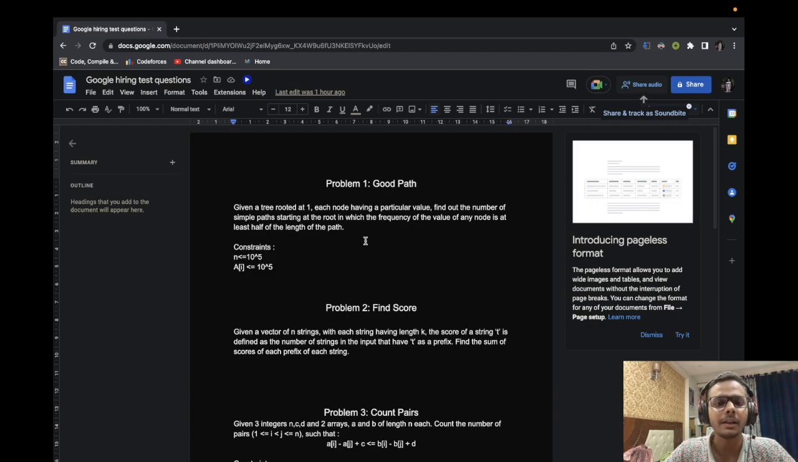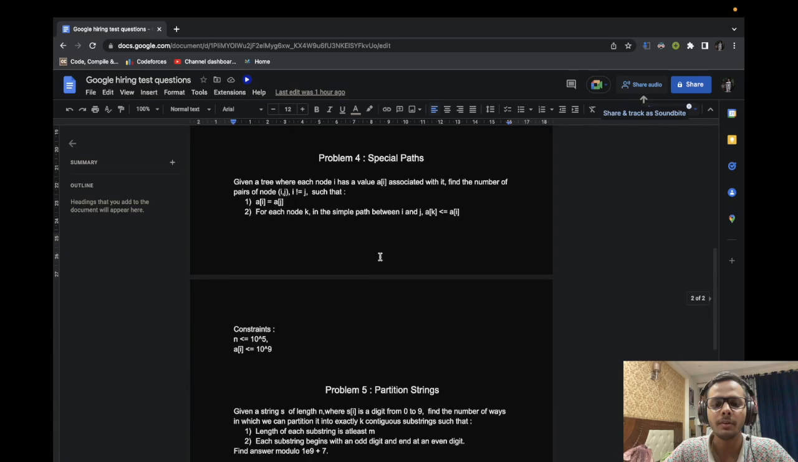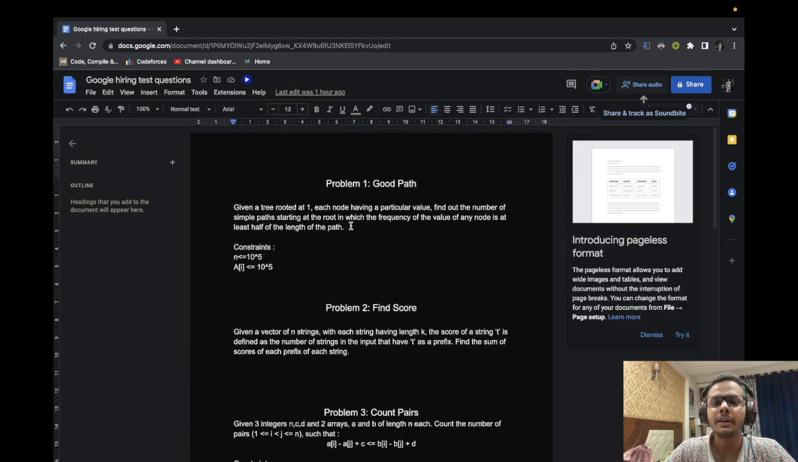So yeah, I'll be discussing the solutions to 5 of these problems. In case you appeared for this round, this might just be helpful for you. And even if you didn't, I think it would be helpful for getting an idea of what is the level of problems which are asked in a Google coding round.